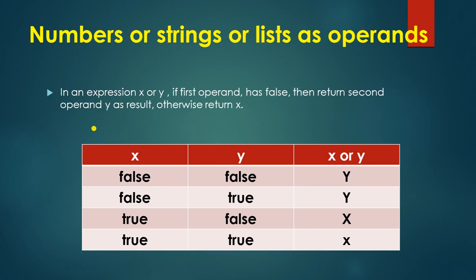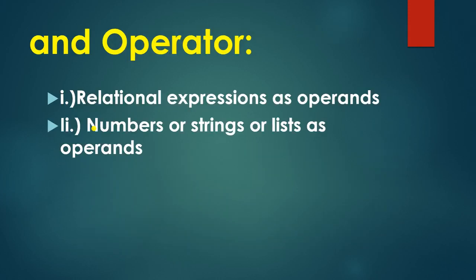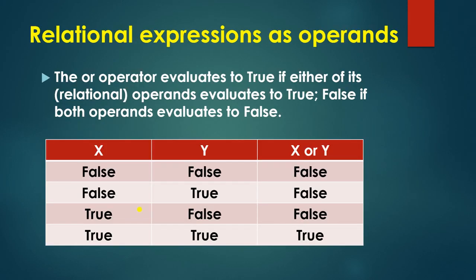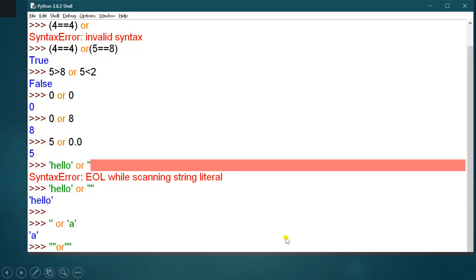Okay, so now next is your AND operator. So you will check AND operator by these two ways, by the relational expression and as a number of string or list as an operand. Okay, by the same way you will check. So here the truth value is changed now in AND. Here false, if any of the value is false, so it will give you the false. Okay, so both the values should be true so that it will give you the result.